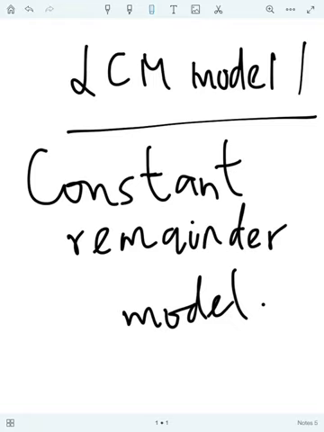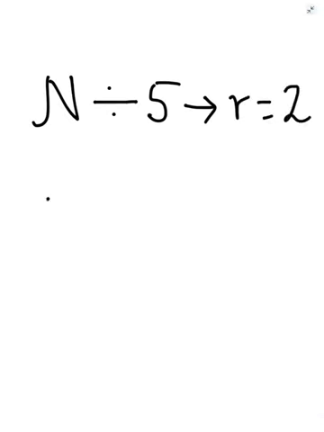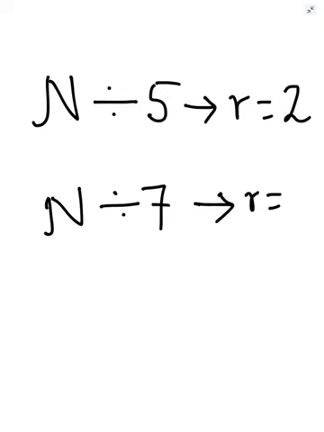Now what does it mean, constant remainder model? We will study with the help of an example. Suppose there is a natural number n. When you divide n by 5, you get the remainder as 2. And the same number n, when you divide by 7, again you get the remainder as 2. So remainder is same or constant here. Remainder is 2. But the divisors are different, 5 and 7.